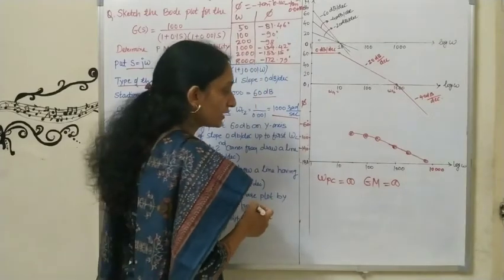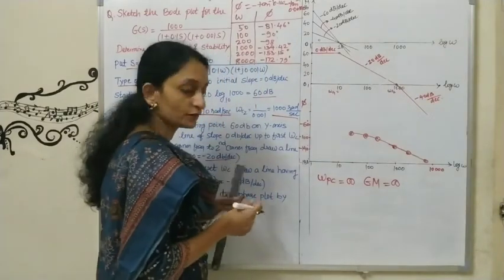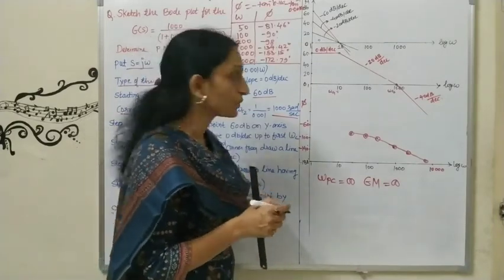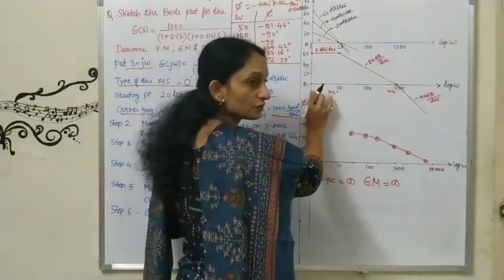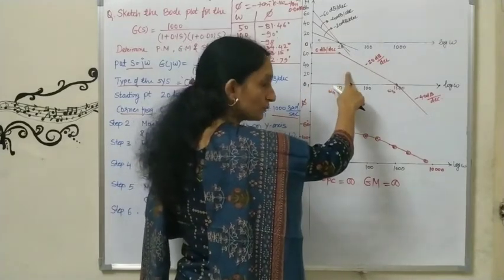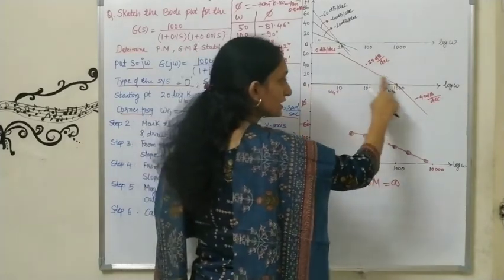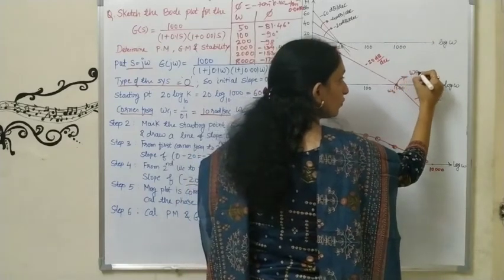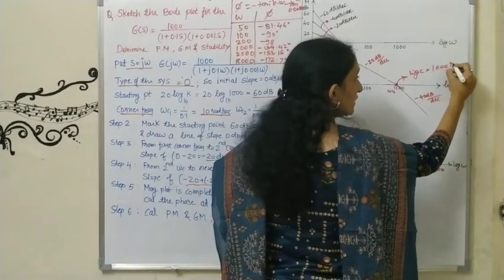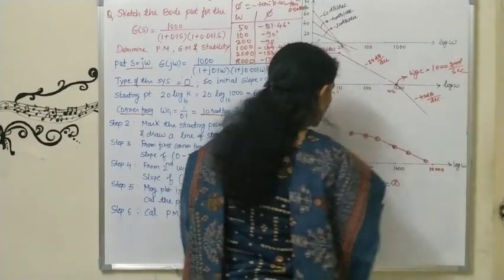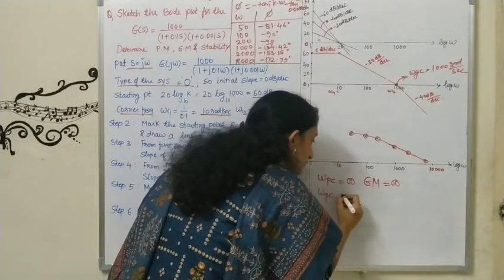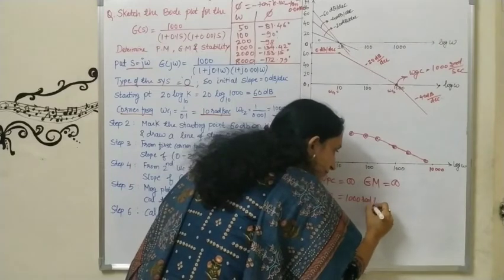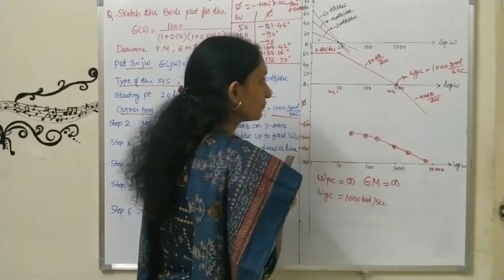What do I need to calculate next? I need to calculate the phase margin. For phase margin, first of all, you need to calculate omega GC, the gain crossover frequency. For that, you have to start with the magnitude plot. This magnitude plot is intersecting with the 0 dB line at omega equal to 1000. So this is my omega GC. Omega GC is 1000 radian per second. I will write here omega GC as 1000 radian per second.